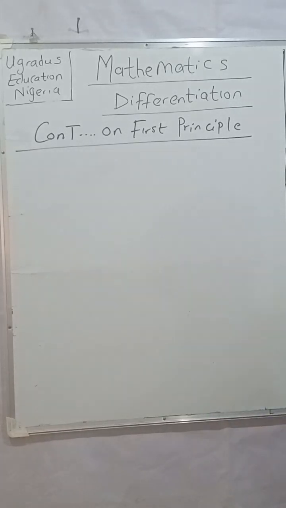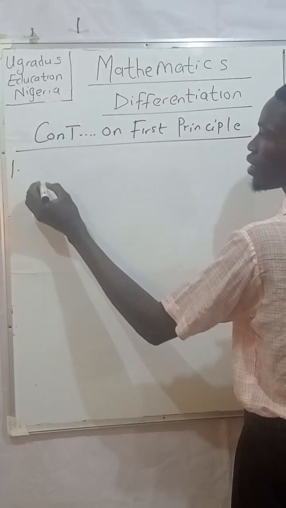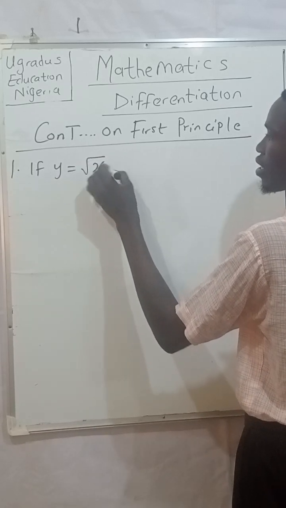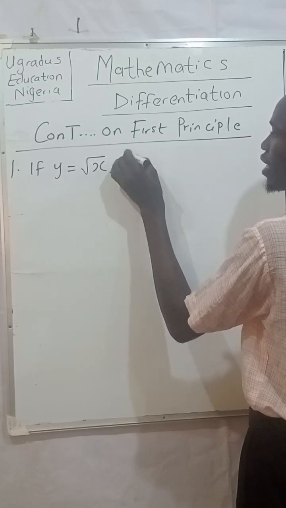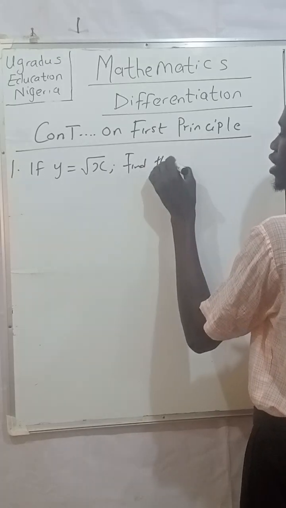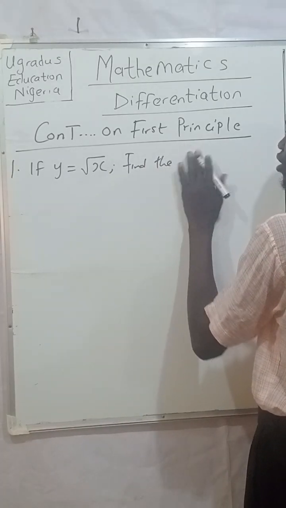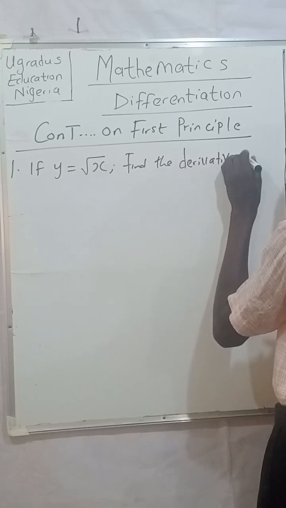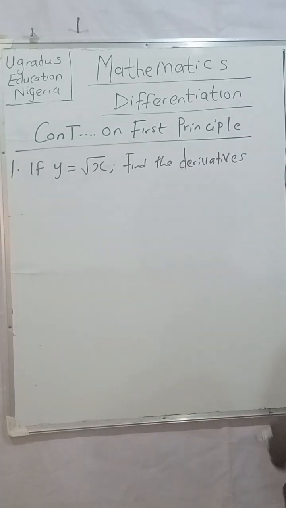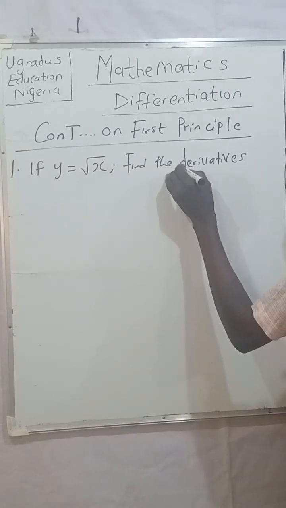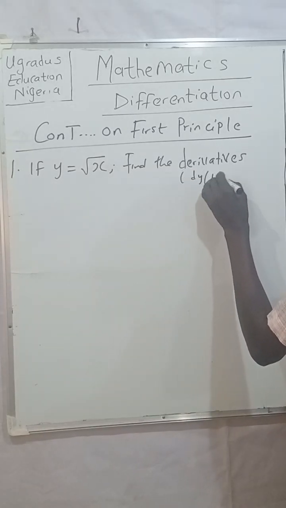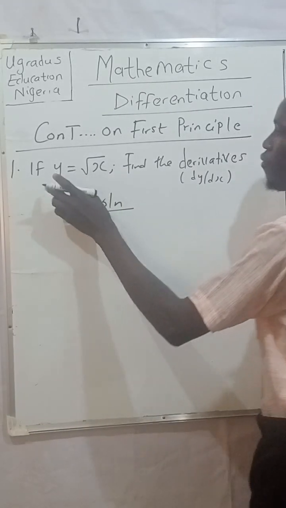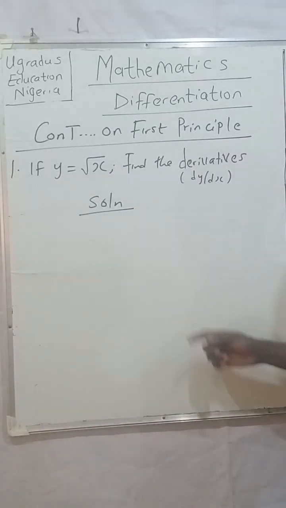All right. So let's take question 1. What if you are given something like this? If y equals root x, they now say find the derivative. Yes, don't get it wrong. It is still the same thing like find dy dx, and it's still the same thing like find y prime, just like in the other video. So you can either be asked to find the derivative, or find dy dx, or find y prime. All right. So now let's solve this. So the question is, if y equals root x, find the derivative.